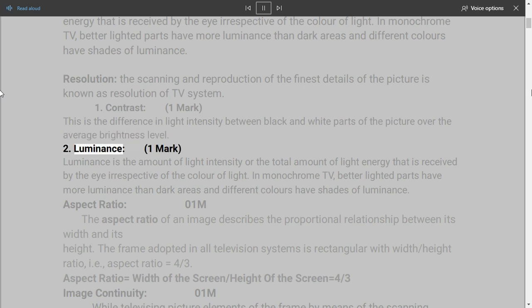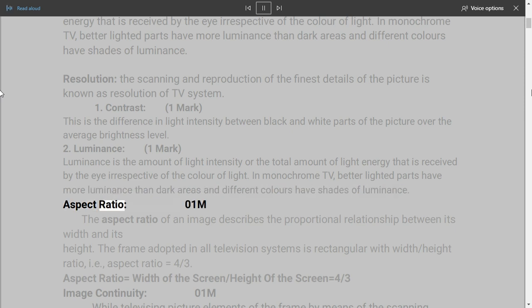Luminance, 1 mark. Luminance is the amount of light intensity, or the total amount of light energy, that is received by the eye irrespective of the color of light. In monochrome TV, better lighted parts have more luminance than dark areas, and different colors have shades of luminance.